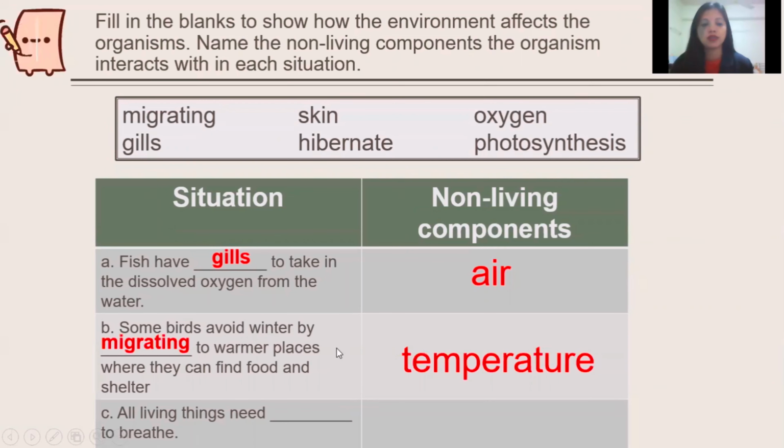Now let's go to letter C. All living things need blank to breathe. Again, all living things need blank to breathe. What is your answer? It is oxygen. Very good. So, what is that non-living component that these living things need in order to breathe? It is the air.